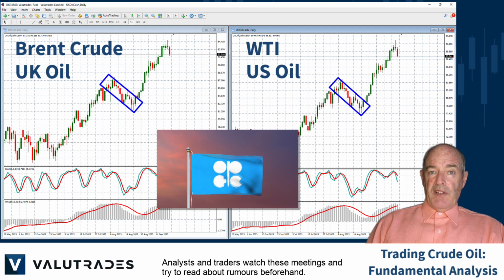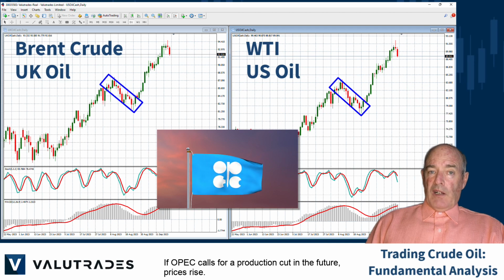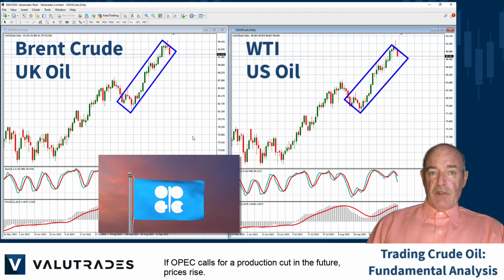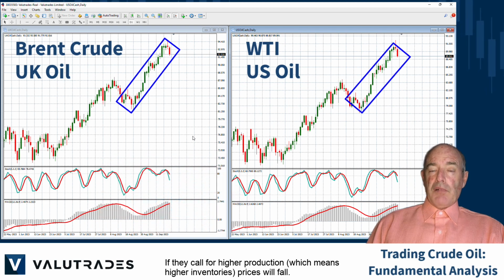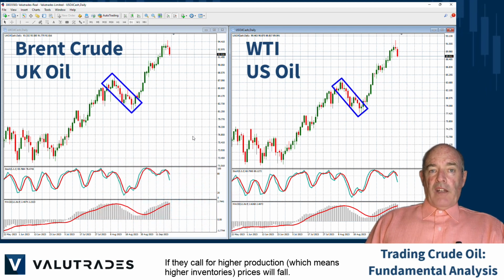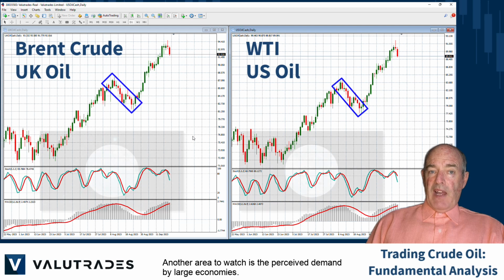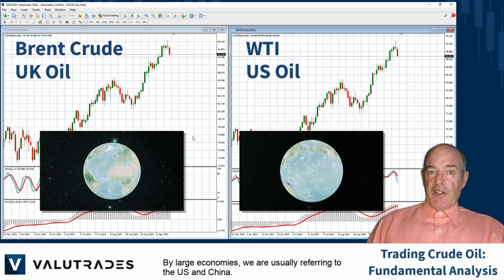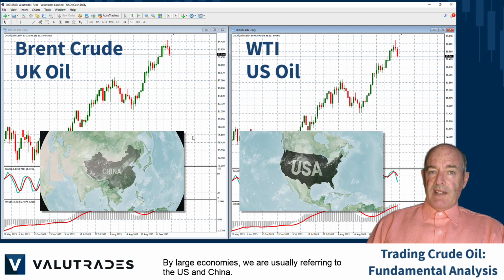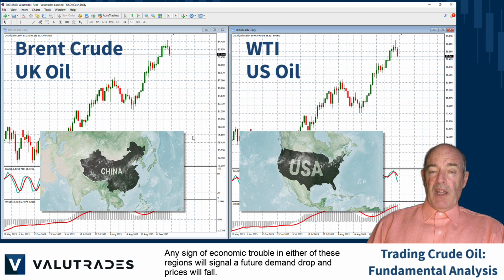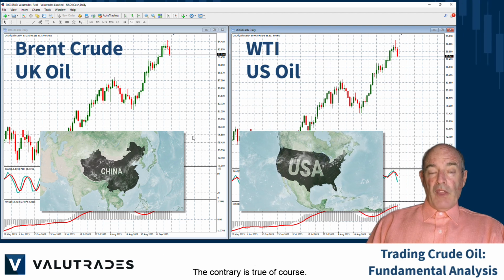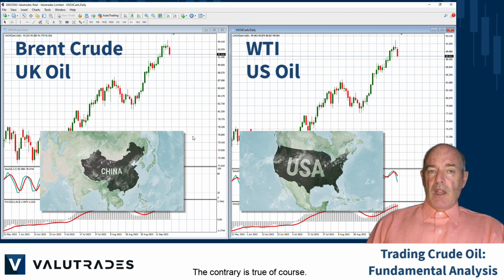Analysts and traders watch these meetings and try to read about rumors beforehand. If OPEC calls for a production cut in the future, prices rise. If they call for higher production, which means higher inventories, prices will fall. Another area to watch is the perceived demand by large economies. By large economies, we usually refer to the United States and China. Any sign of economic trouble in either of these regions will signal a future demand drop and prices will fall. The contrary is true, of course.